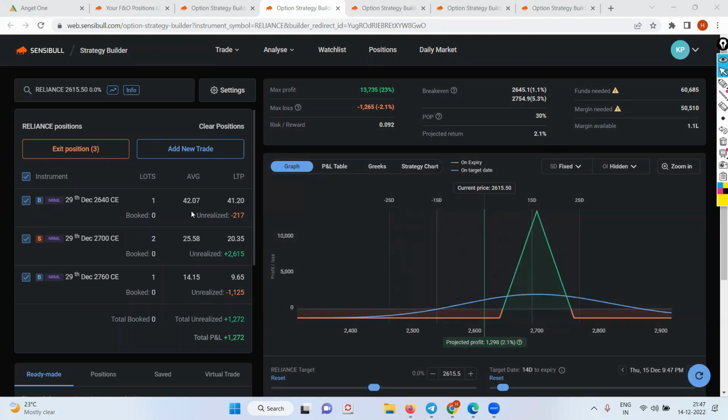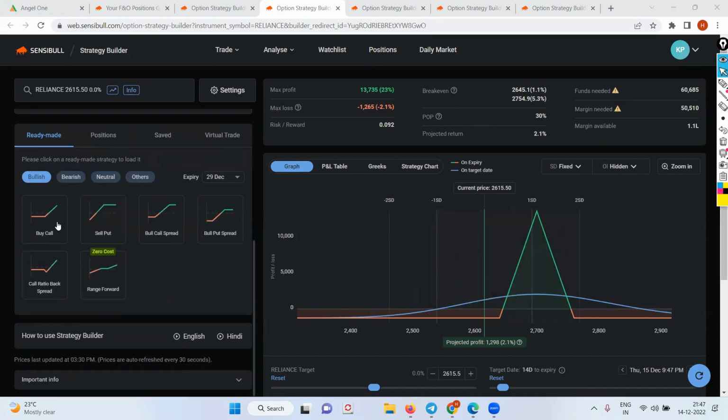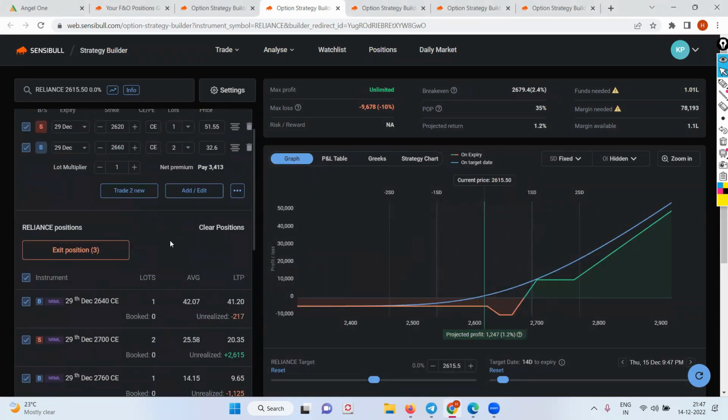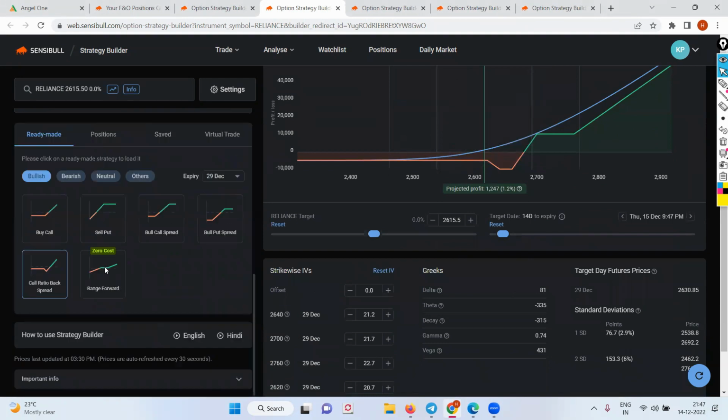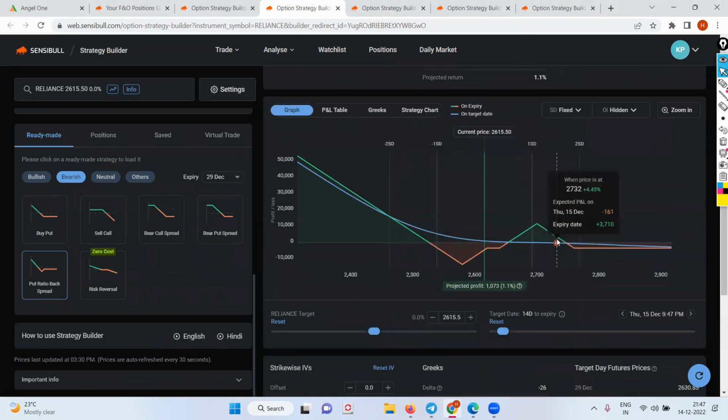So now let me show you what will happen if I deploy. I do not even know. Let me deploy a call ratio spread. What will happen if I deploy a call ratio spread? This would not work. This looks ugly. What will happen if I deploy a put back ratio spread? This looks interesting. Now, do not look at this loss area.